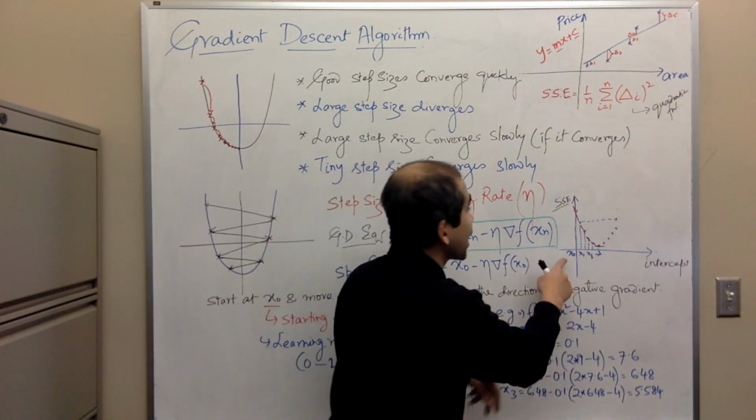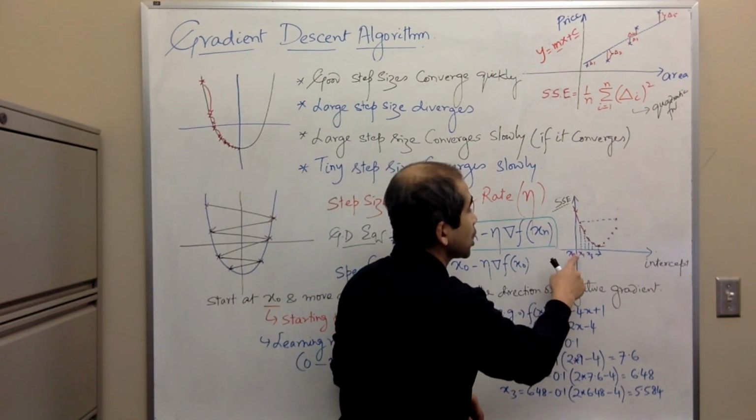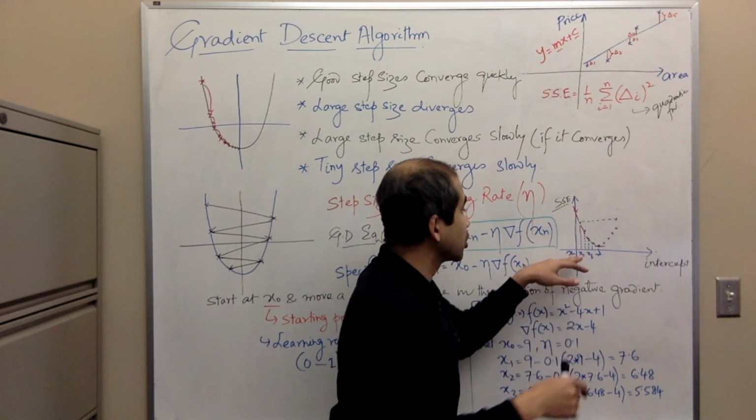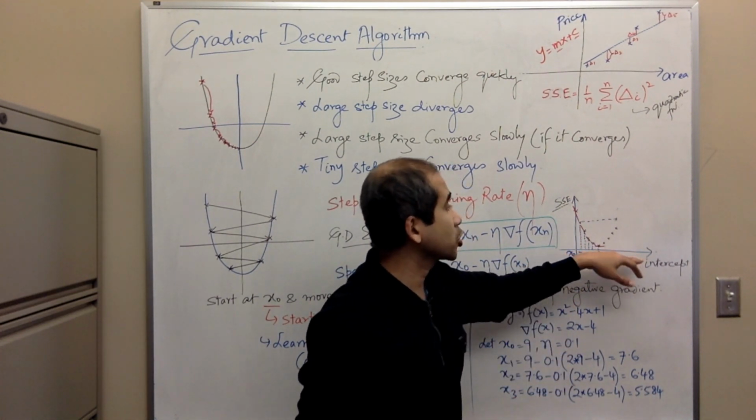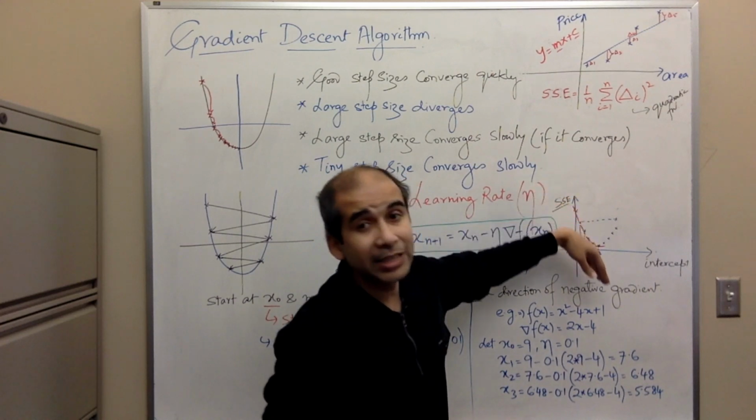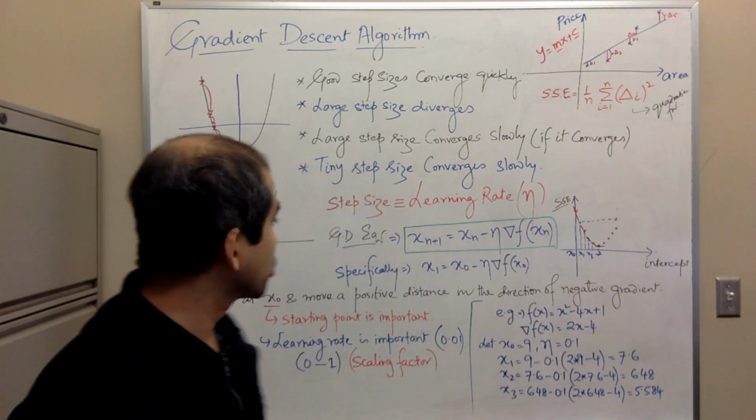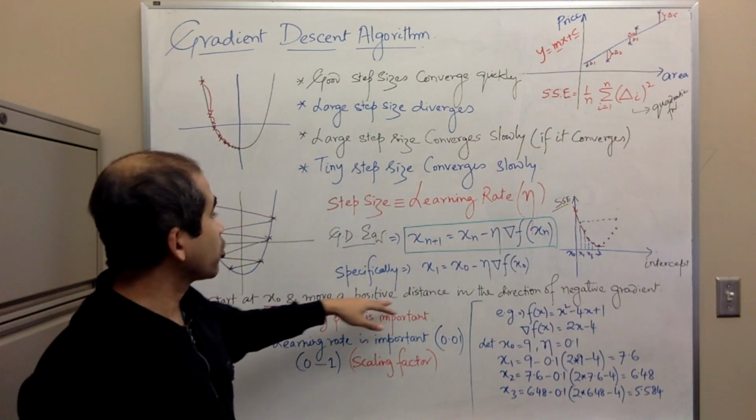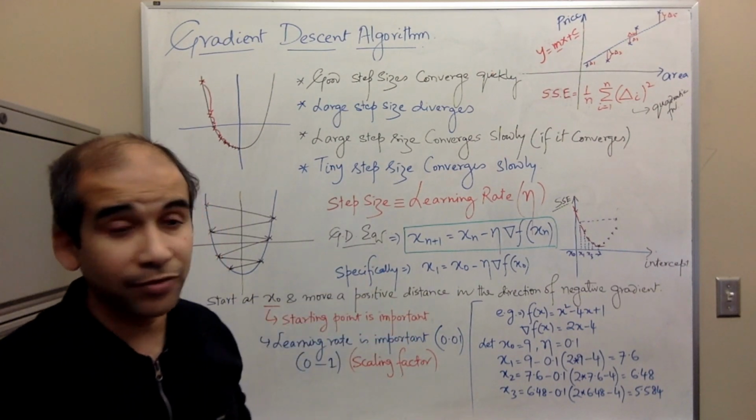You are moving from x0, where y has some value and x's value is 0, and then you are moving in the positive direction of x, but you are moving in the negative direction of the gradient. Okay, so this is very important. Move a positive distance in the direction of the negative gradient.